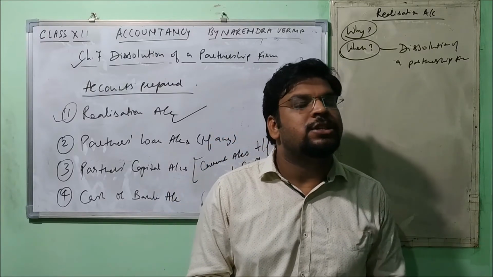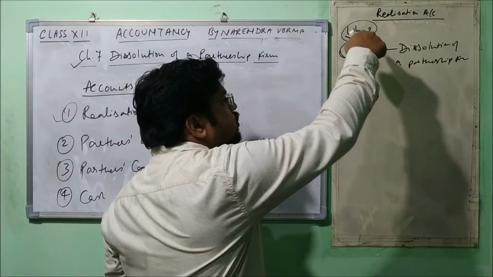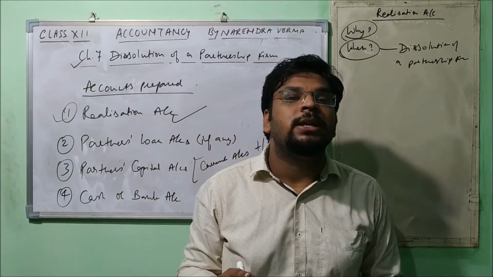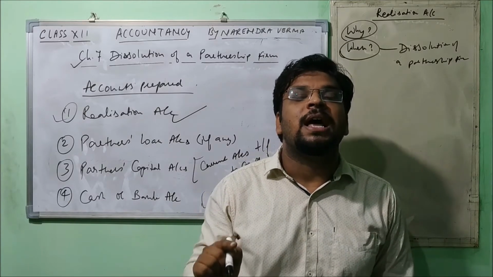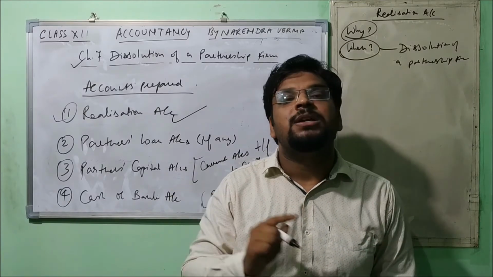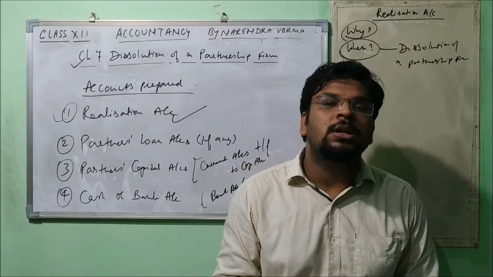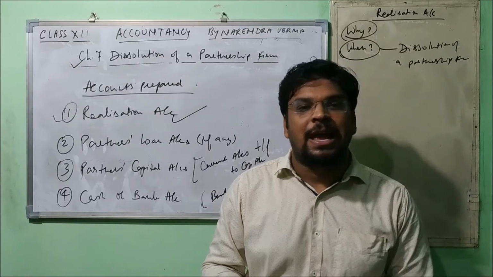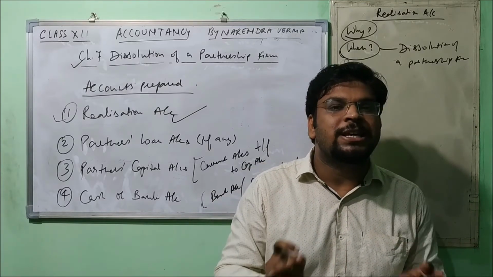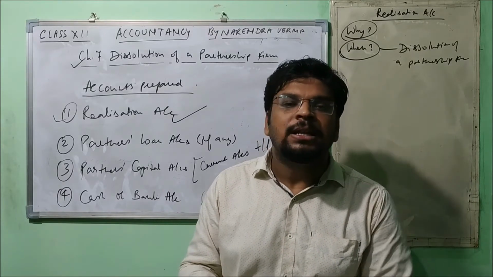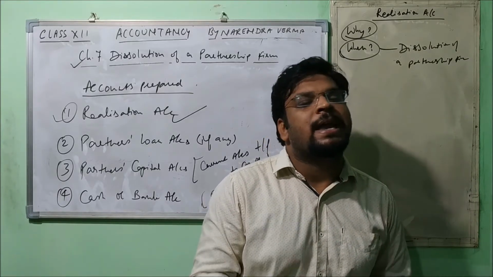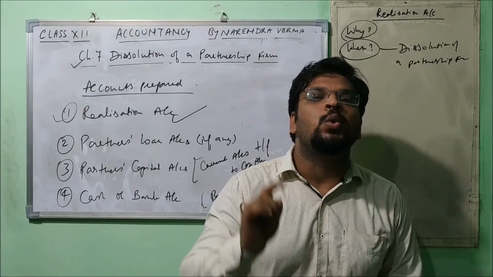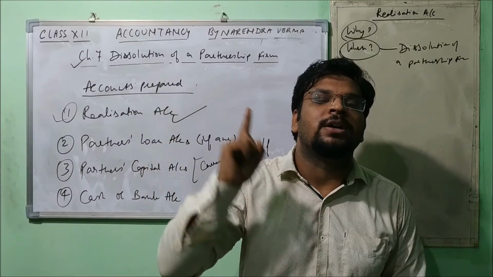Okay, and why is the realization account prepared? This is the answer to this question. The objective of preparing this account is to determine the profit or loss on the realization of assets and payment of liabilities. This is prepared just to realize all the assets and pay off all the liabilities, and after doing all this, if there is any profit or loss, then the same can be transferred to the partners' capital accounts, right? So that is the purpose of this. Okay, and this is prepared only one time in the entire life of the partnership firm.